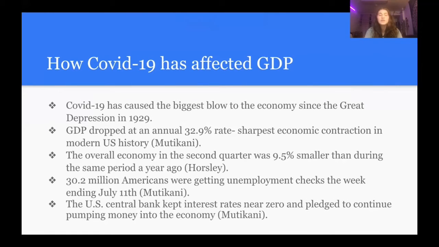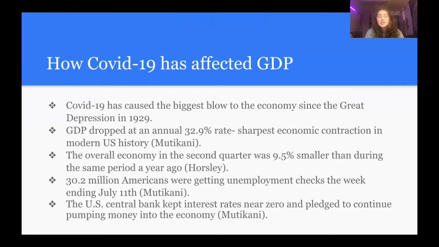So as for how COVID has affected GDP, it's actually caused the biggest blow to the economy since the Great Depression, and that was all the way back in 1929. So that says a lot about the magnitude of coronavirus and its effects on GDP. A lot of businesses were forced to close during this time, and that obviously harmed their sales. They weren't able to work as normal.